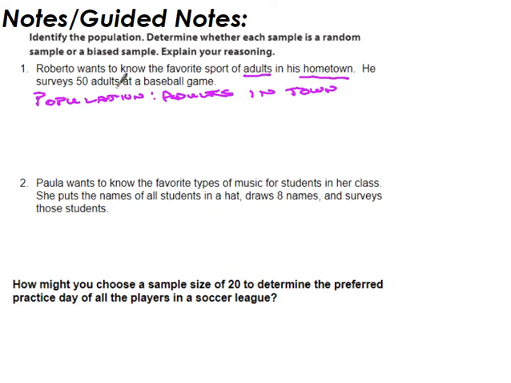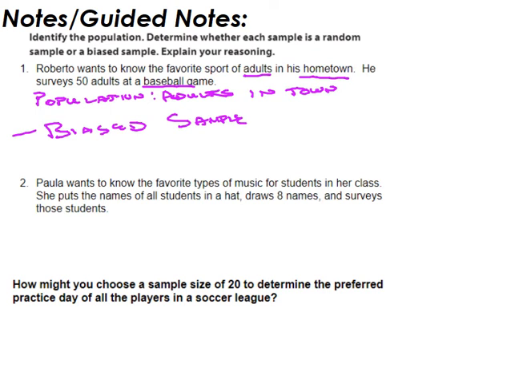So we want to know, is this a random sample or is this a biased sample? It is biased. And the reason why is he's interviewing people at a baseball game. Now, it's not a guarantee that if someone's at a baseball game, their favorite sport is baseball. But if someone's at a baseball game, odds are that they like baseball. So therefore, that is a biased sample, and that would not be representative of the entire population.